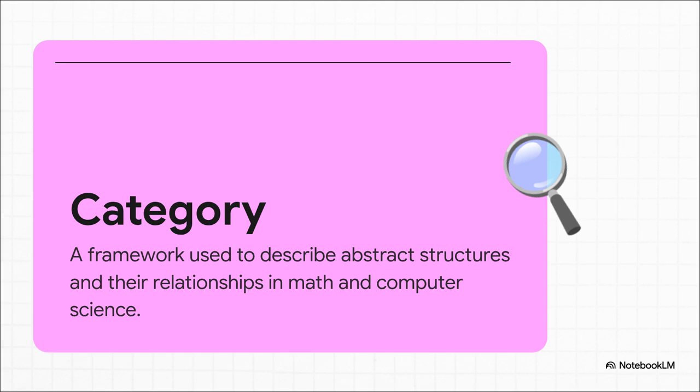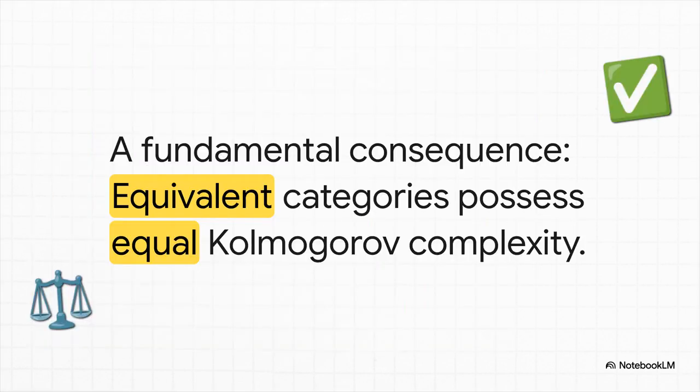Think of a family tree. The people are the objects, the lines connecting them are the relationships. A category is just a universal blueprint for describing stuff like that. And here's the really cool part. This new ruler actually works. One of the key findings is that if you have two systems that are structurally identical, even if they look totally different on the surface, they have the exact same Kolmogorov complexity. This is huge because it proves the method is measuring the deep structure, not just the superficial details.